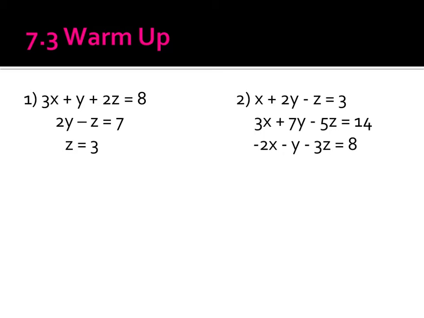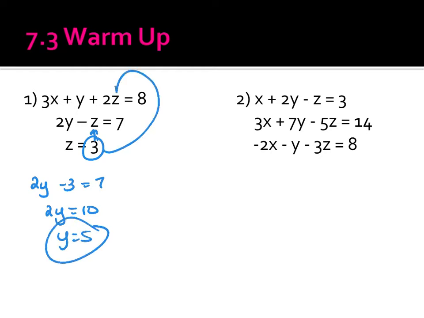All right, so that first one, the triangle system, remember the process that we use is back substitution. You're going to hear that word a lot when we get to matrices, but it means take the bottom one, plug it into the one that has two variables. So 2y minus 3 would equal 7, 2y would equal 10, y equals 5.